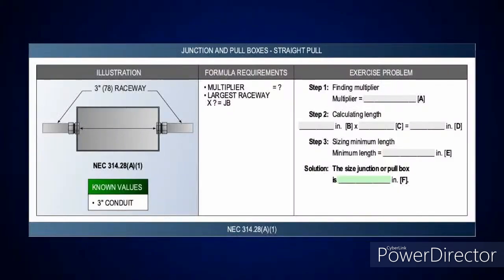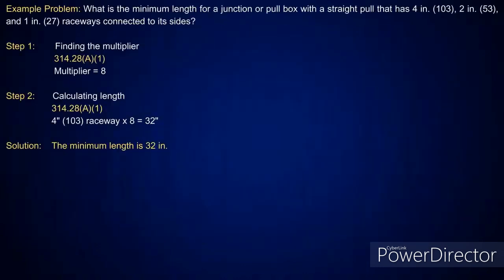This one we're going to be doing a 3-inch. This is simple. You know it's an 8, 3 times 8. You shouldn't miss this. I'm not going to tell you the answer. Anybody knows how to multiply and knows what that answer is. And then if I come in here and I've got a straight pull, I've got a 4-inch, 2-inch, and a 1-inch raceway.